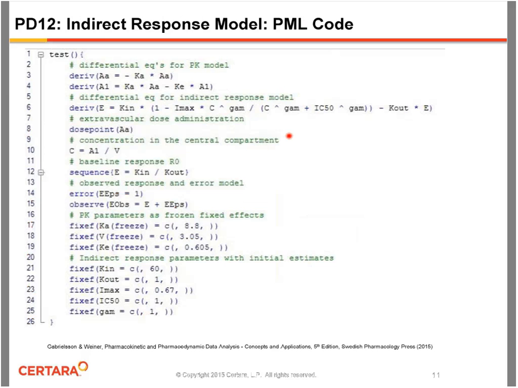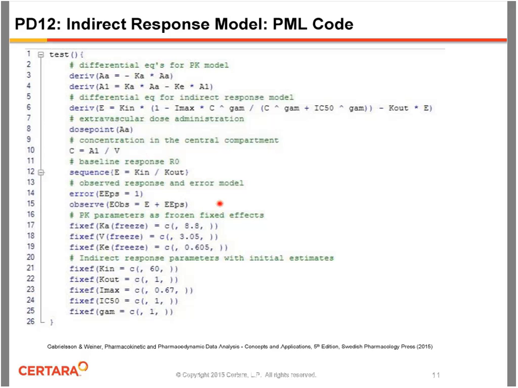Our dose point, so this is an extravascular administration, it's AA. The concentration in the central compartment is the amount in the central compartment divided by the volume of distribution. And with the turnover models, we use the sequence statement. So the effect equals rate of production divided by rate of loss, Kn divided by K out. For the observations, we're using EOBS, observed effect, which equals the predicted effect plus the error epsilon term.